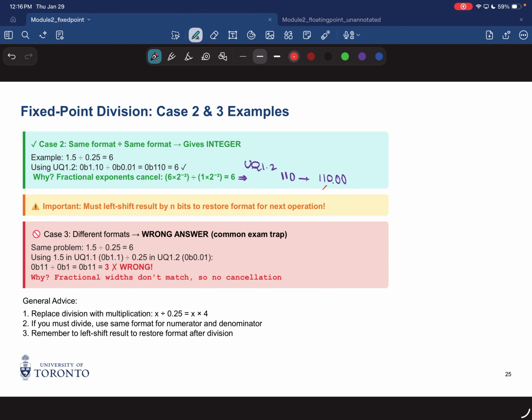So general advice, replace division with multiplication. If you have to divide two fixed points, make the formats the same and then do it. And then, yes, last thing to remember is that you left shift, so you are storing the fractional bits. Because if you store it like this, then the next operation is assuming that your fractional bit is here and reads this as 1.5. Does it make sense? It assumes that you have 2 fractional points. You don't want that.